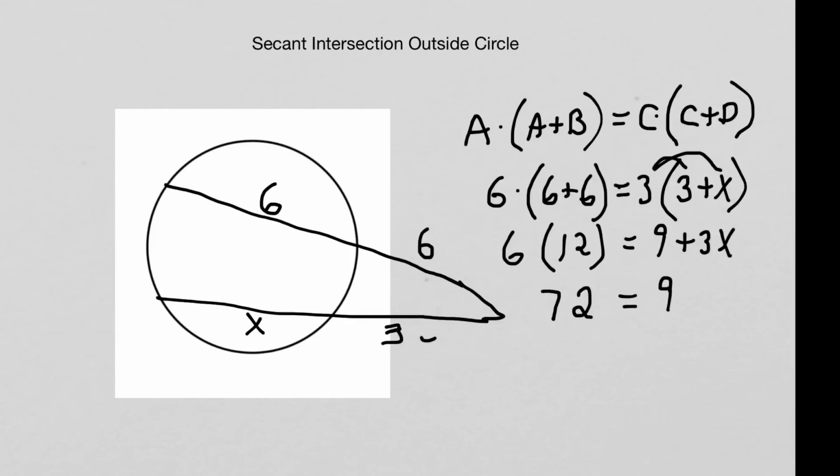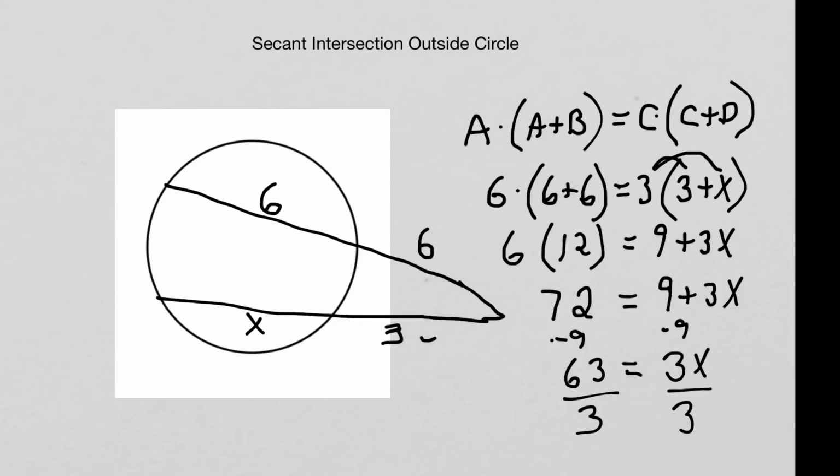Okay, 9 plus 3x. I want to get the x's by themselves, so I'm going to subtract 9 from both sides. Minus 9, minus 9. That leaves me with 63 equals 3x. Divide both sides by 3. I did that because I want to get x by itself. Those cancel out. Stick that in your calculator. 63 divided by 3 is going to give you x equals 21.